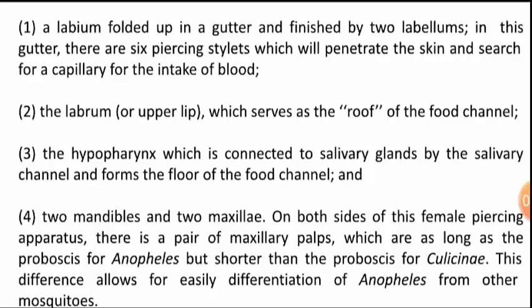There is a pair of maxillary palps, which are as long as the proboscis for Anopheles but shorter than the proboscis for Culicidae. This difference allows for easy differentiation of Anopheles from other mosquitoes.